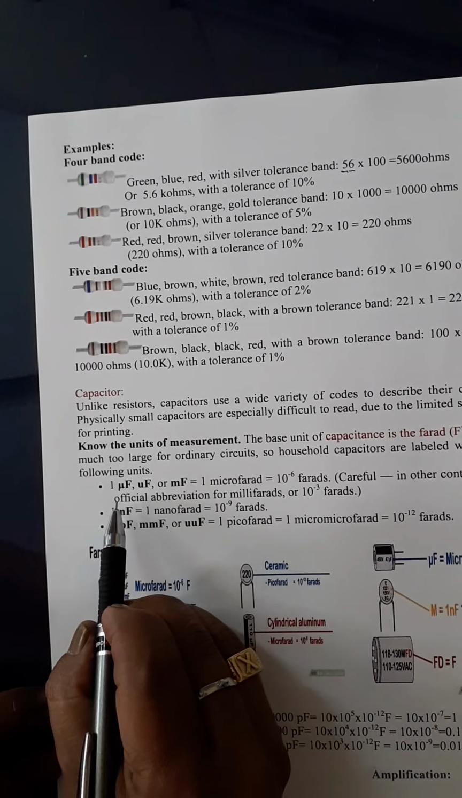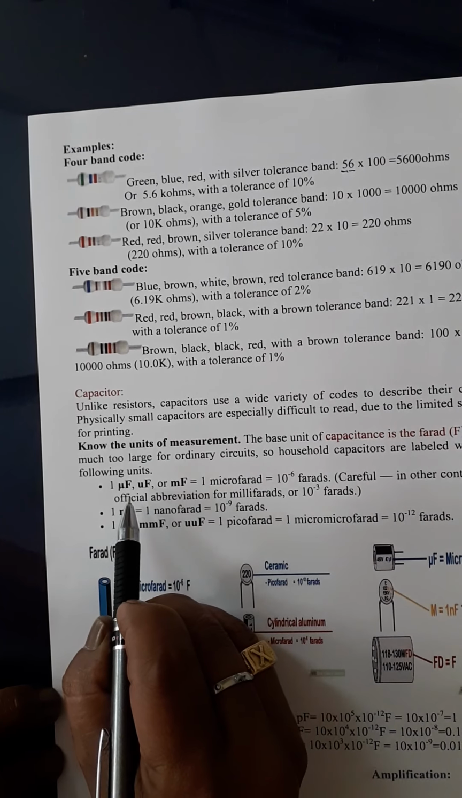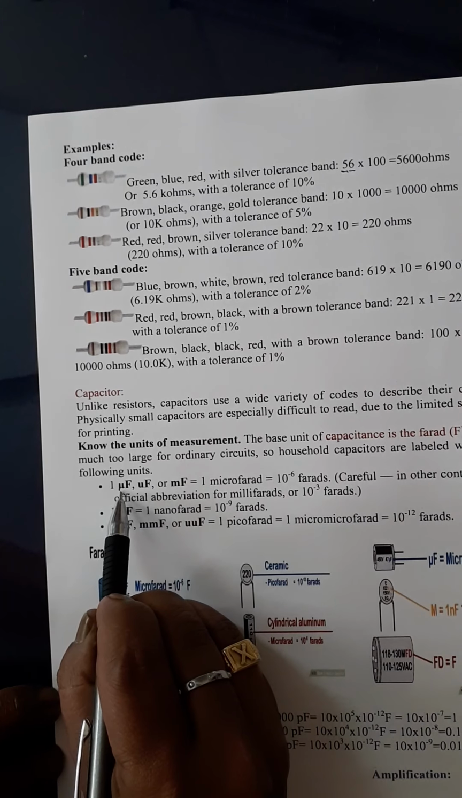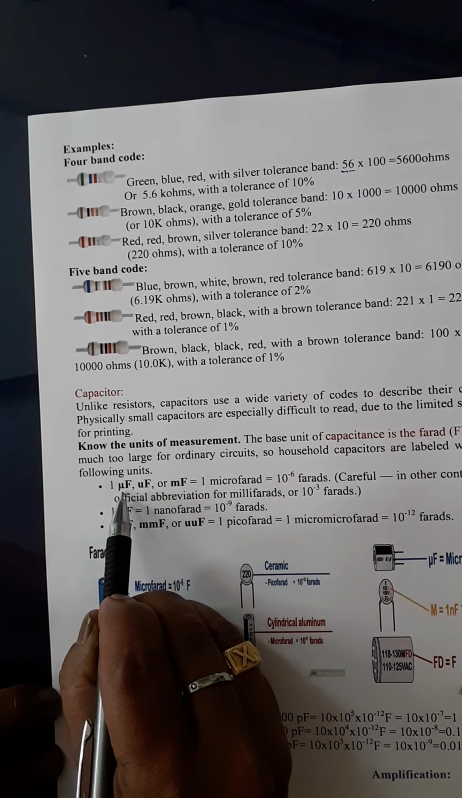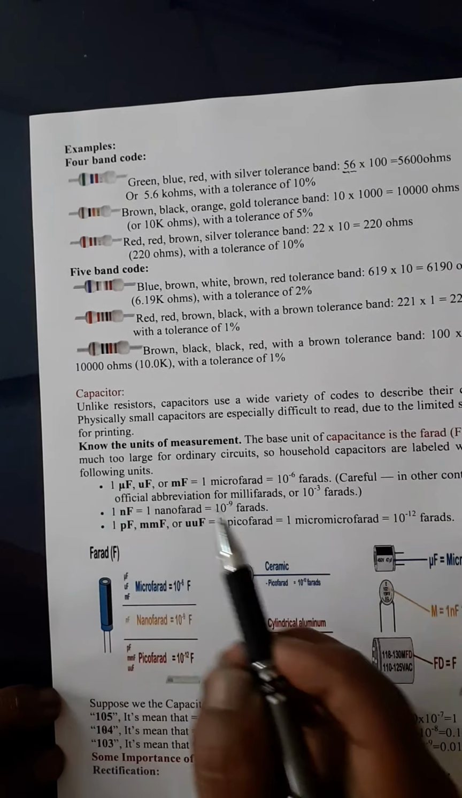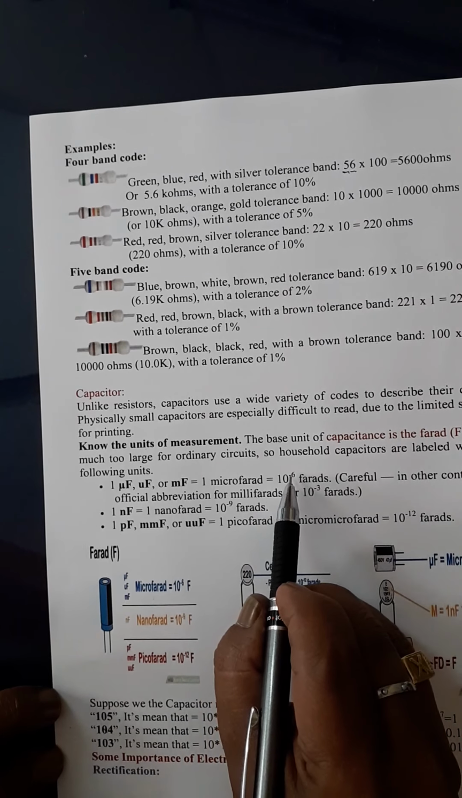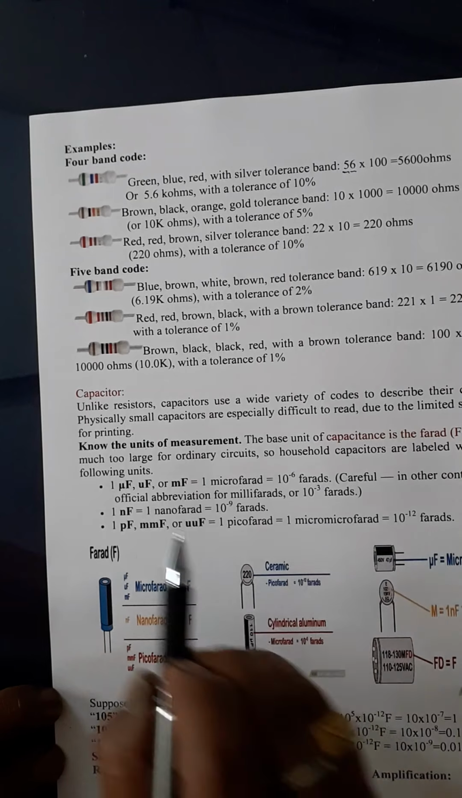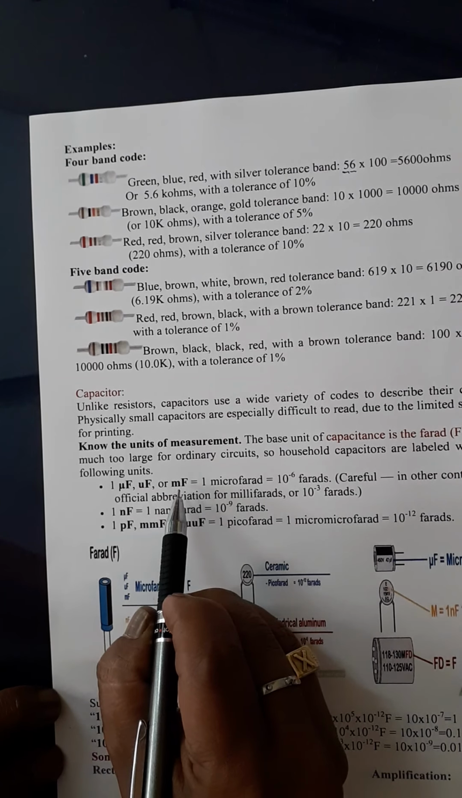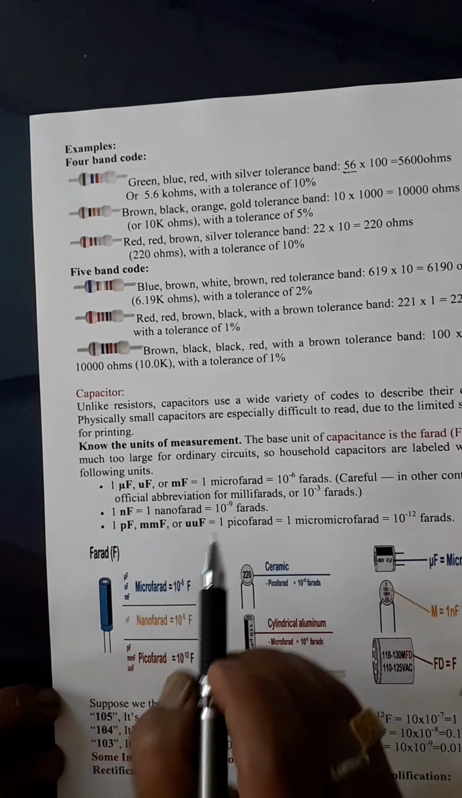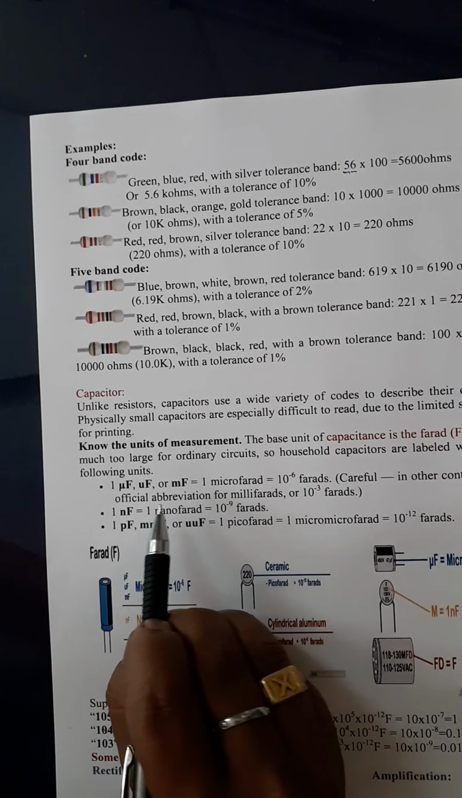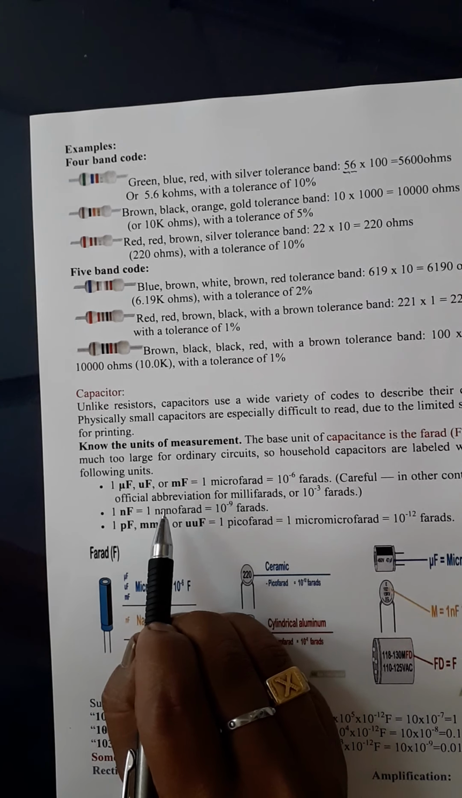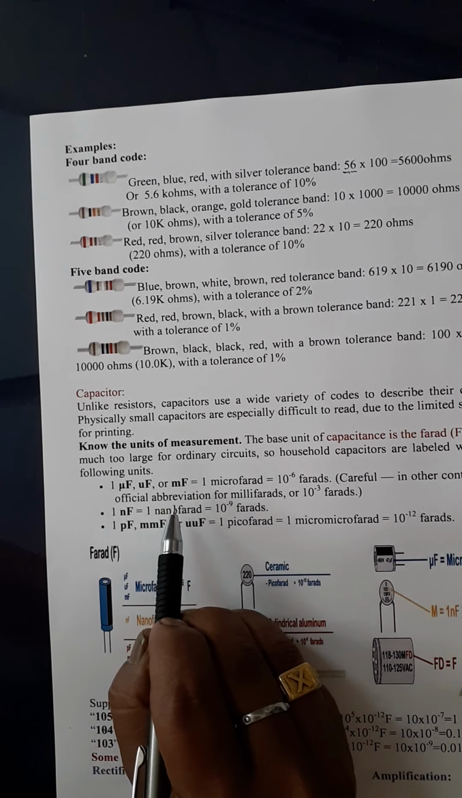We can write the capacitance of a capacitor in microfarad, which is represented by the symbol µF. So 1 microfarad is 10 to the power of minus 6 farad. If I write a small m and a capital F, this is nothing but millifarads, which is 10 to the power of minus 3 farad. 1 micro means 10 to the power of minus 6. 1 milli means 10 to the power of minus 3.